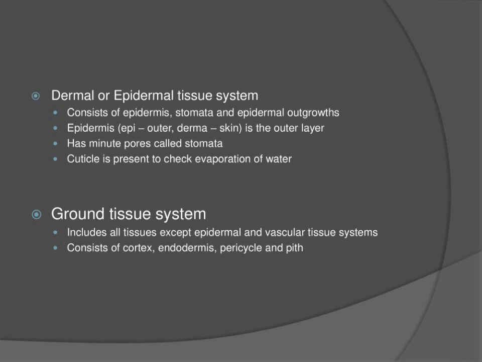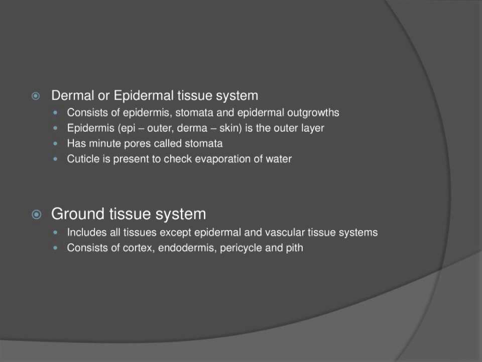Second tissue system is ground tissue system. Ground tissue system includes all tissue system of a plant body except this epidermal tissue system and vascular tissue system. Except these 2 tissue systems, all tissues will be grouped under ground tissue system, and it consists of cortex, endodermis, pericycle and pith. All these cortex, endodermis, pericycle and pith will come in the structure of root, stem and leaf, which we are going to study in the next parts. So you will understand that in detail in those parts.